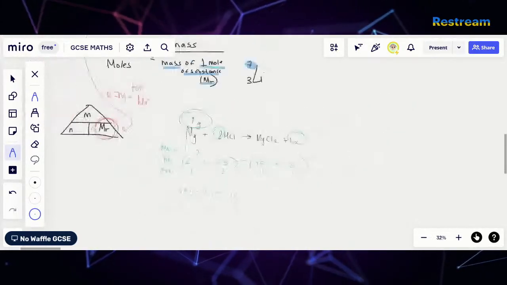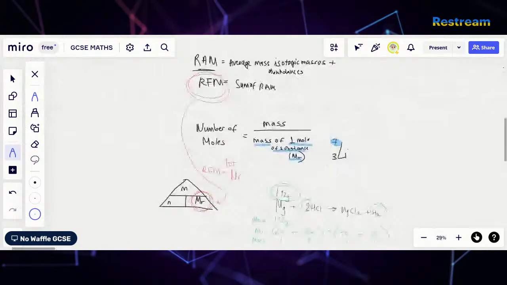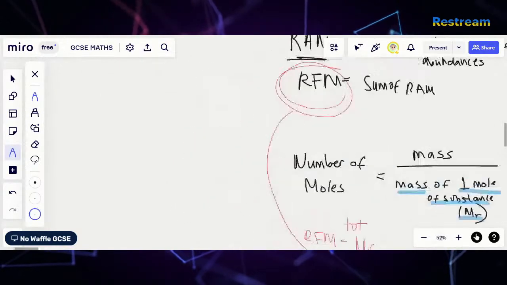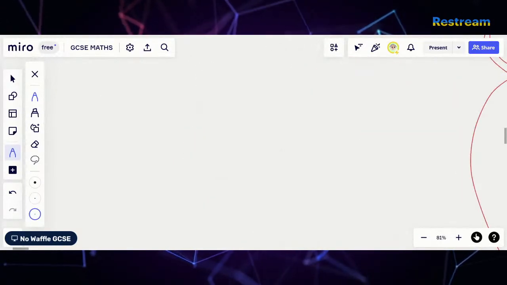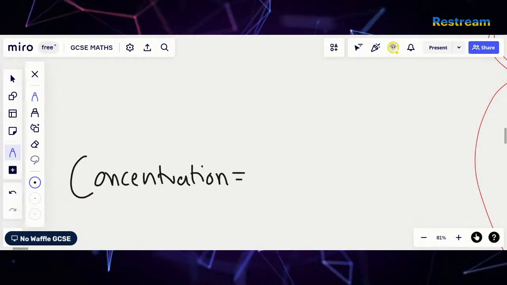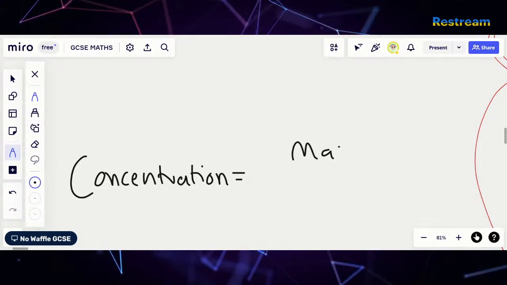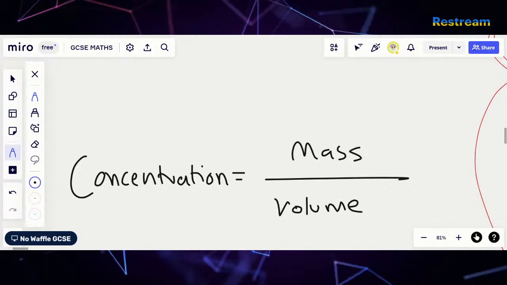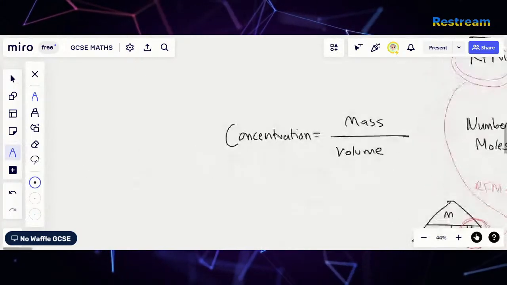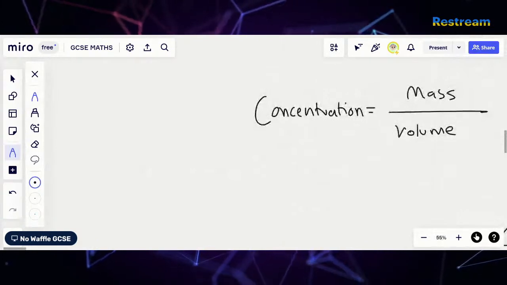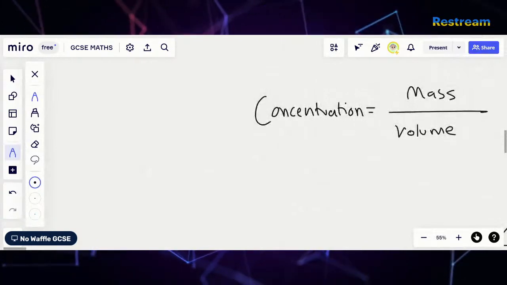So, moving on to another equation now, which is concentration. Concentration is equal to mass over volume. Now you can think of this visually if you want. Imagine how concentrated a substance is, how much of something there is within a specified area.